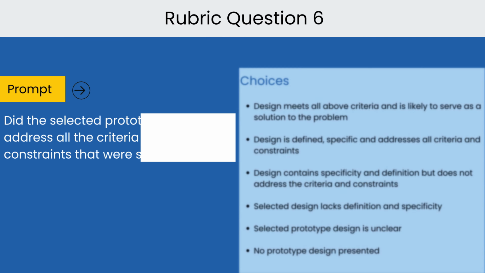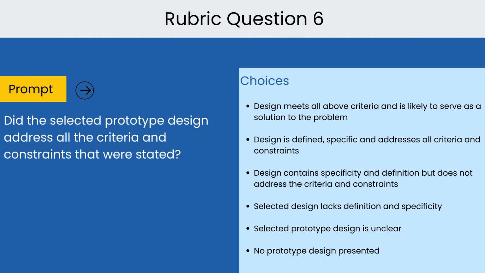Question 6 is about the design of the team's selected solution. A good design is specific, detailed, and should include visual graphics. These might include 3D models, detailed and dimensioned sketches, process flowcharts, or some other visual depending on the nature of the team solution. The design should align with the criteria and constraints mentioned earlier.